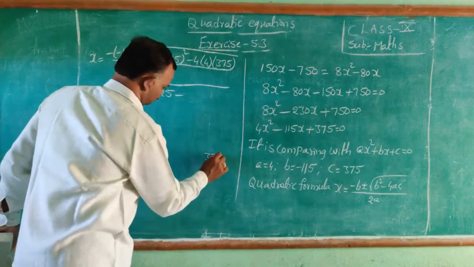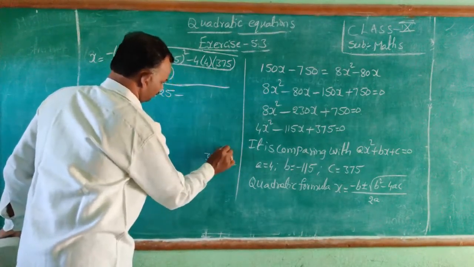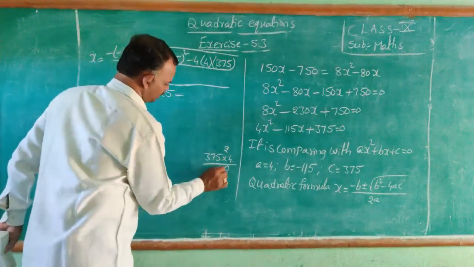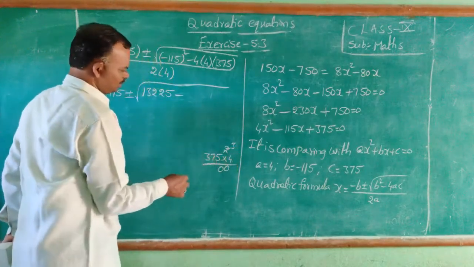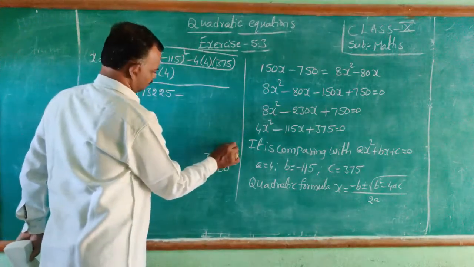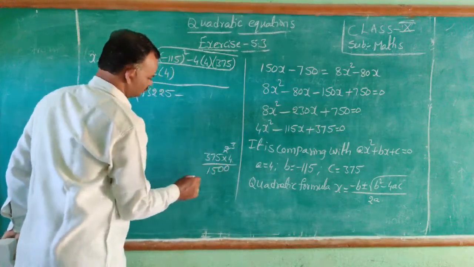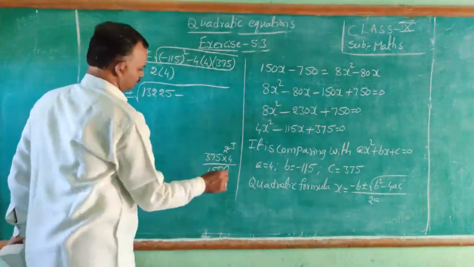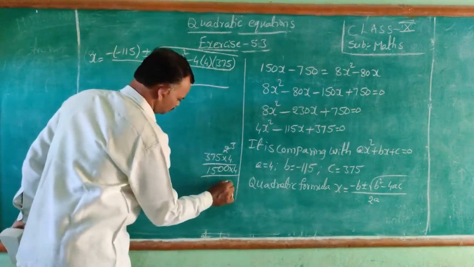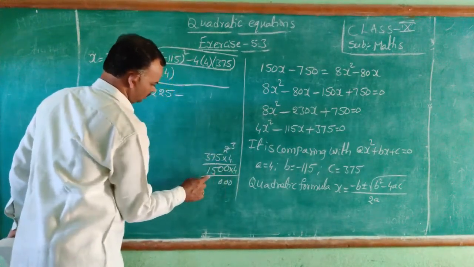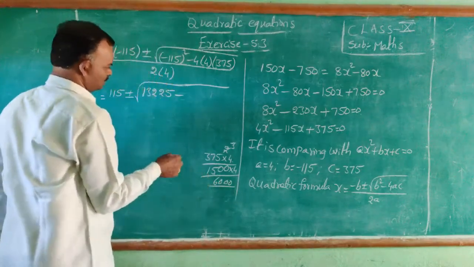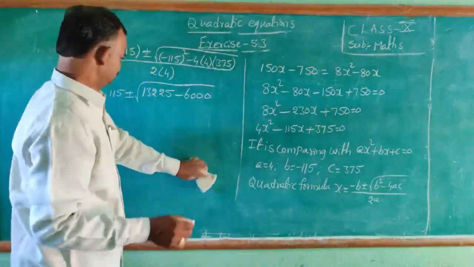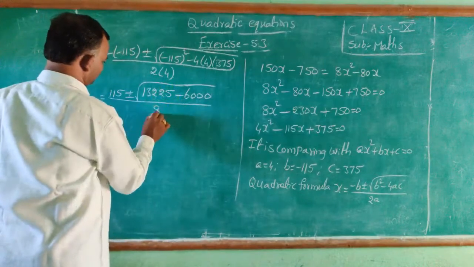375 into 4. 4 5s are 20, 4 7s are 28 plus 2 is 30, 4 3s are 12, 12 plus 3 is 15. So 1500 into 4. 4 5s are 20, 4 1s are 4 plus 2 is 6000, by 2 4s are 8.